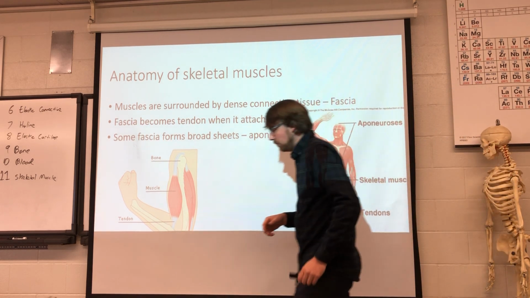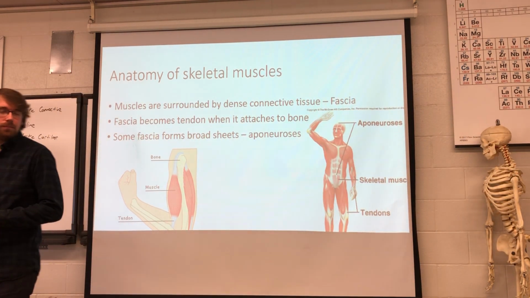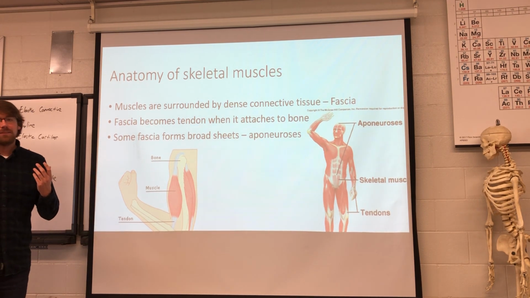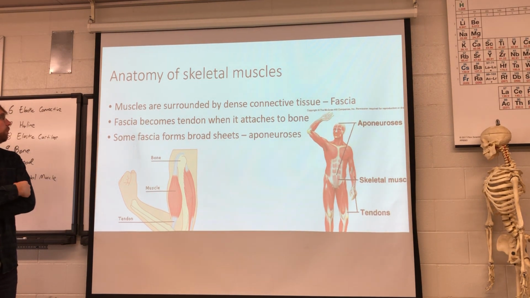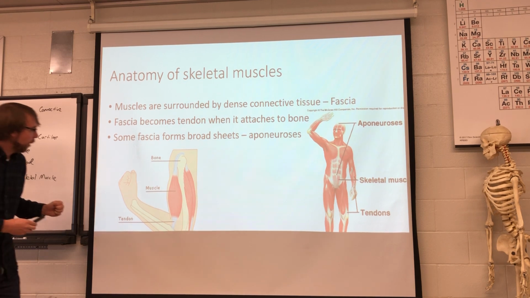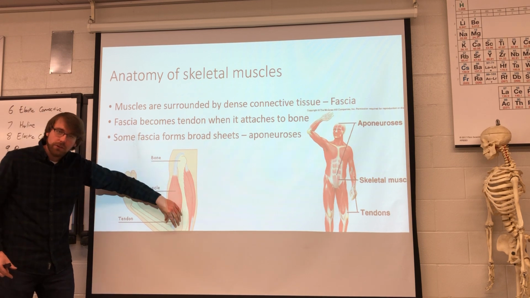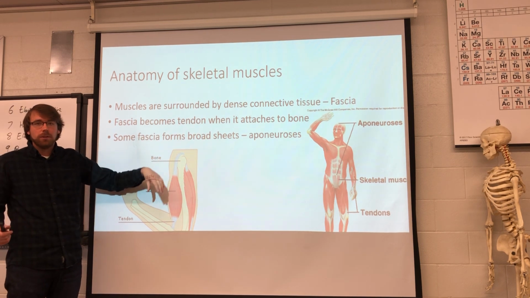So now we're going to go through the anatomy of skeletal muscles. So, muscles are surrounded by dense connective tissue called fascia. Fascia becomes tendon when it attaches to bone. So, muscle is covered with connective tissue.